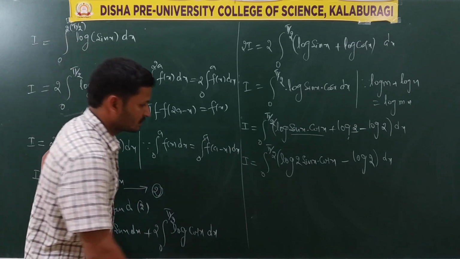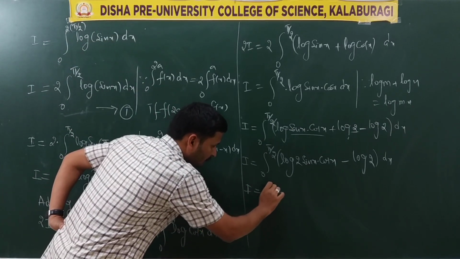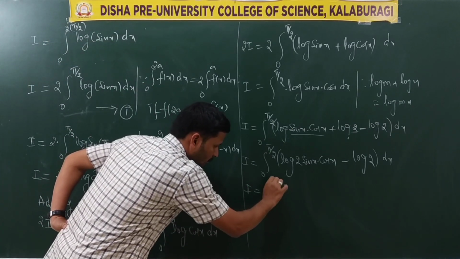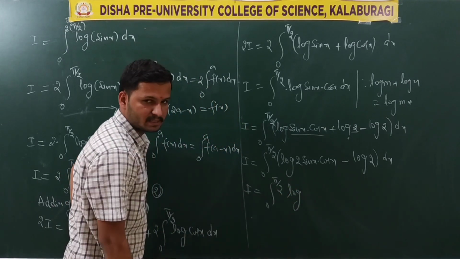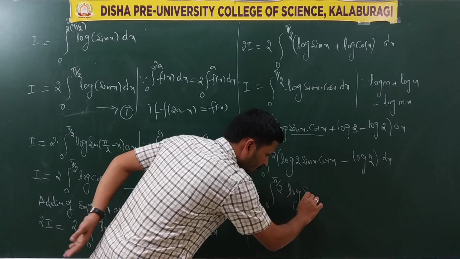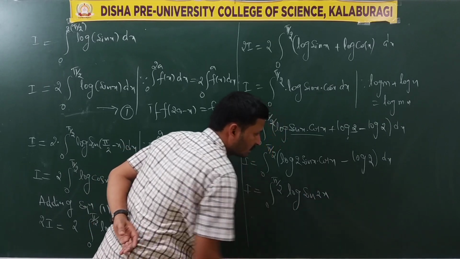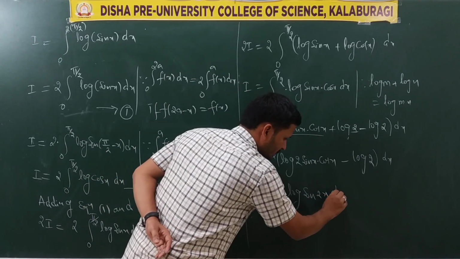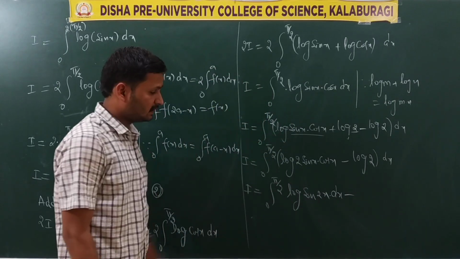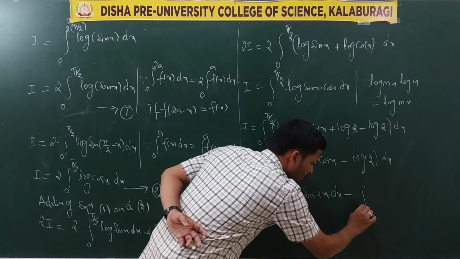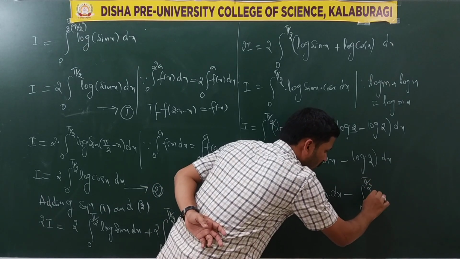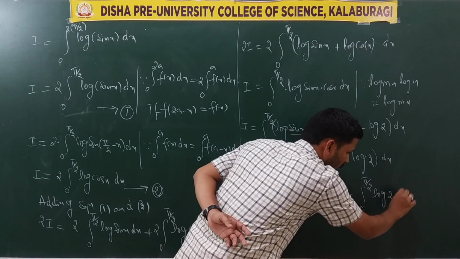Okay? Yes. So I is equals to integral from 0 to pi by 2 of log of 2 sin x into cos x, which is sin 2x by the trigonometric formula, into dx. I am separating the integrals simultaneously. Okay, yes. Next, integral 0 to pi by 2 of log 2 into dx.